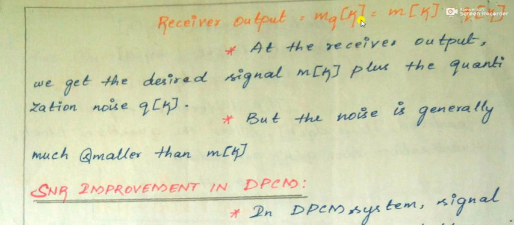So mq of k is equal to m of k plus q of k, that is the message signal plus quantization noise added. But this noise is smaller than m of k. At the receiver, in the output we get the desired signal m of k plus the quantization noise, but this noise is generally much smaller than m of k.